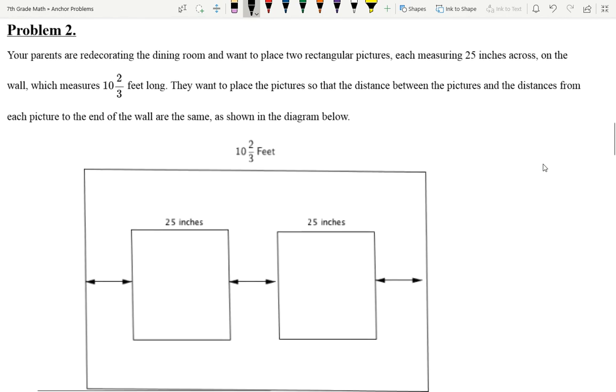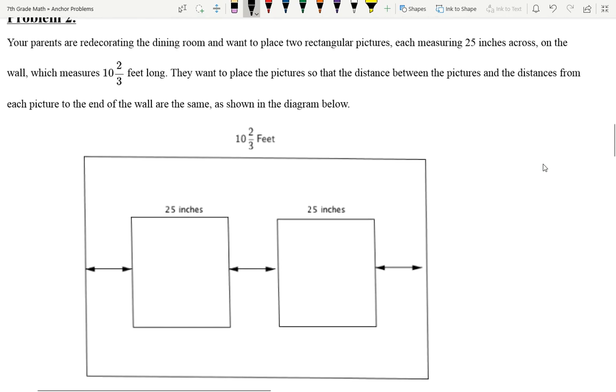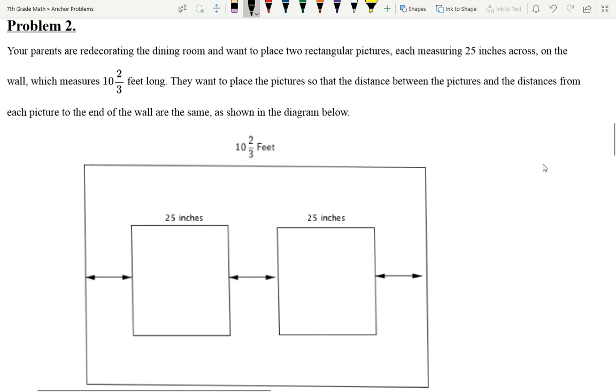Continuing on to problem 2. Your parents are redecorating the dining room and want to place 2 rectangular pictures, each measuring 25 inches across, on the wall, which measures 10 2/3 feet long. They want to place the pictures so that the distance between the pictures and the distances from each picture to the end of the wall are the same, as shown in the diagram below.